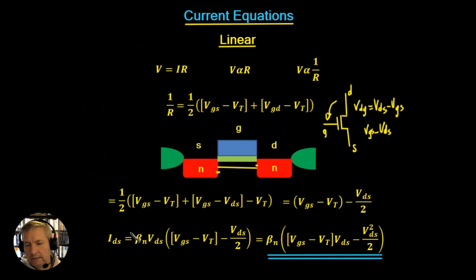So we're going to have our beta, in this case if it's an NMOS device, we'll have our beta N times the VDS times all of this. So whenever we multiply this out, we're going to get beta N times VGS minus VT, all times VDS, minus VDS squared upon 2, and this is our linear equation.